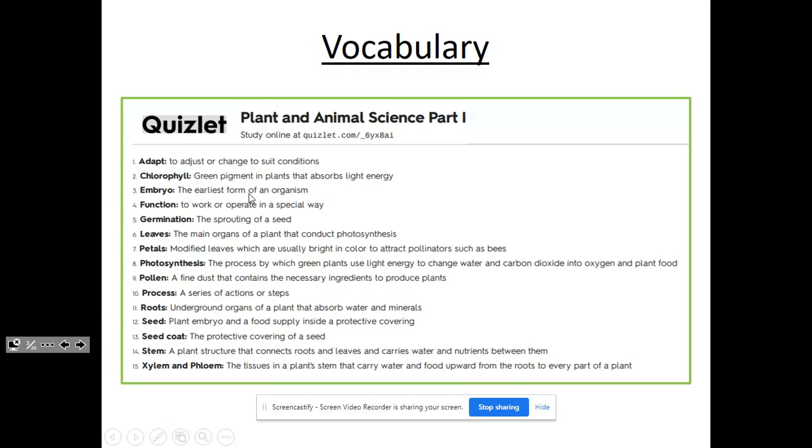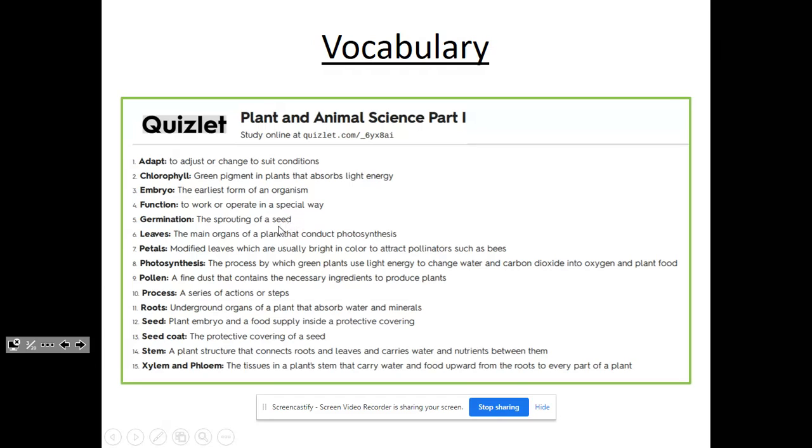Embryo, that's the earliest form of an organism. And while I'm thinking about it, over in Quizlet, they will also pronounce these words for you if you are trying to learn them. Hit the little voice icon, and it'll tell you how to pronounce them. Function, to work or operate in a special way. Germination, the sprouting of a seed. That's when it first comes up out of the seed, when you just see it peek out above the ground.